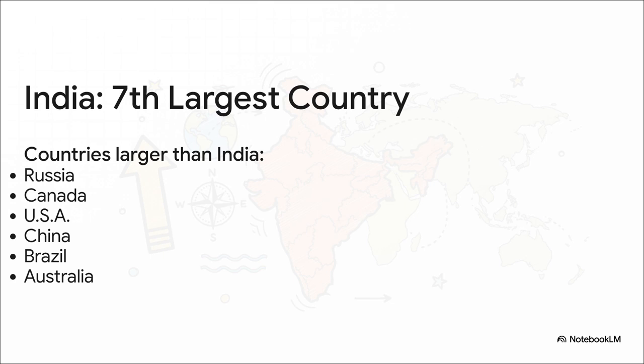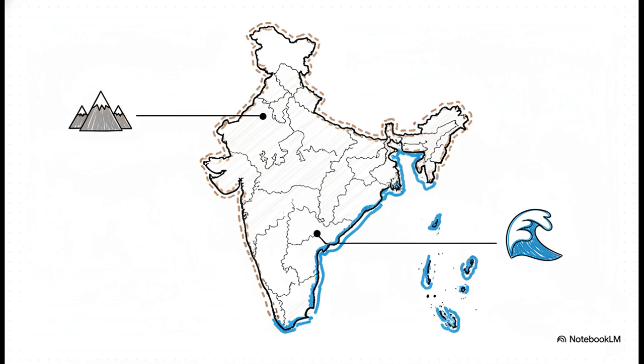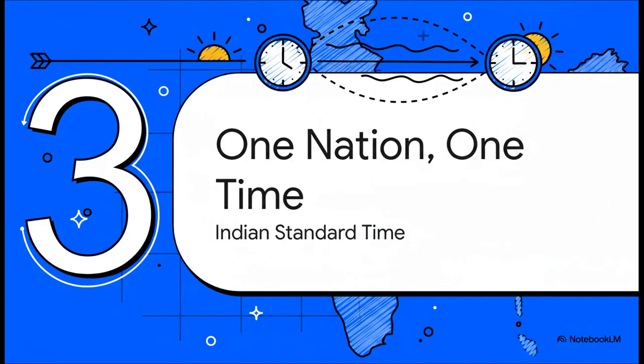And you should also know that while we are 7th in size, we are the most populous country in the world. India's boundaries are also very impressive. We have a very long land boundary of about 15,200 kilometers that we share with our neighbors. And we also have a beautiful, long coastline of more than 7,500 kilometers, and this includes our island groups as well.